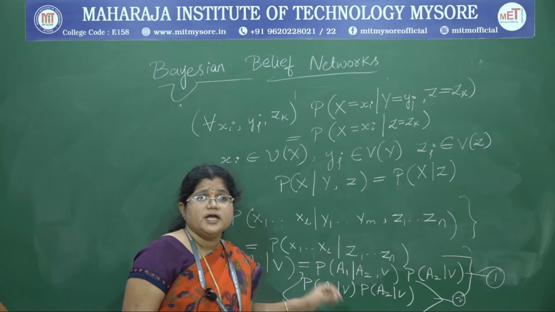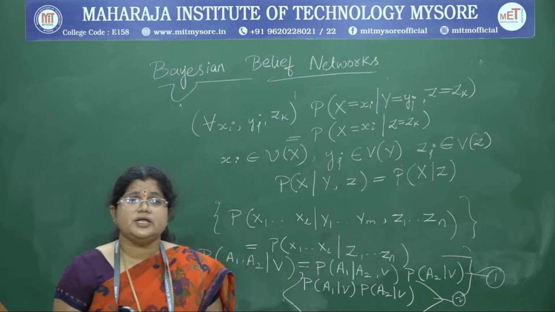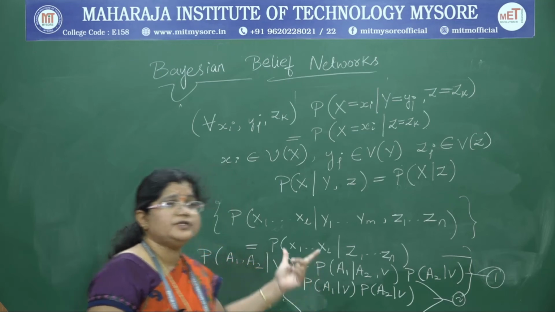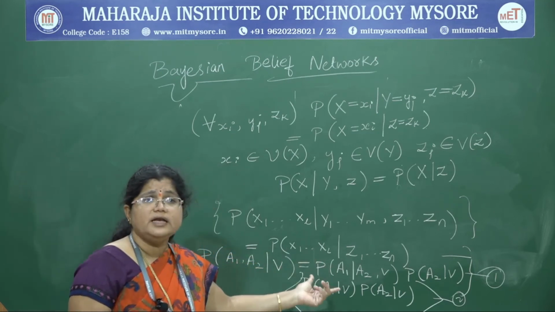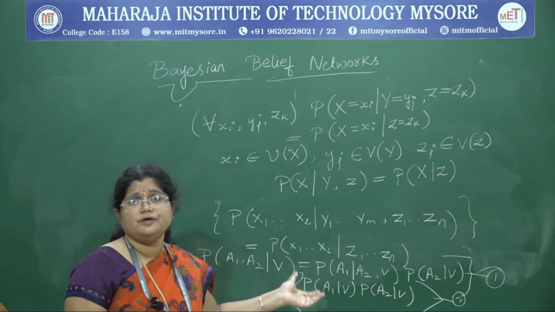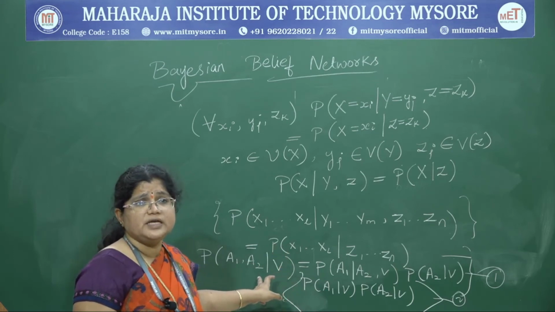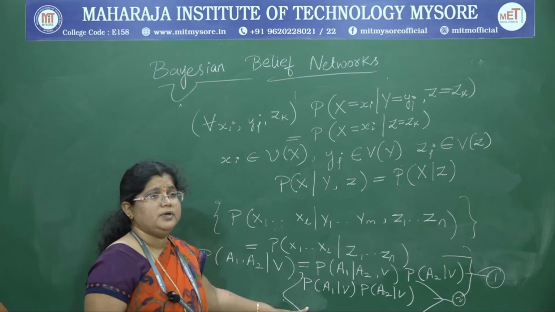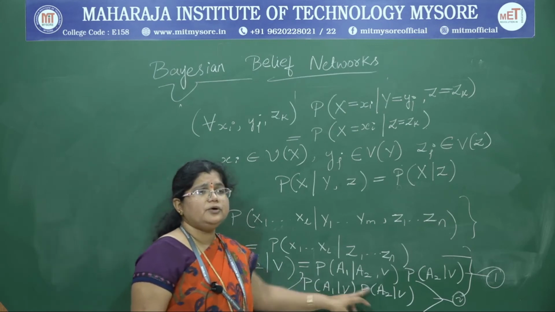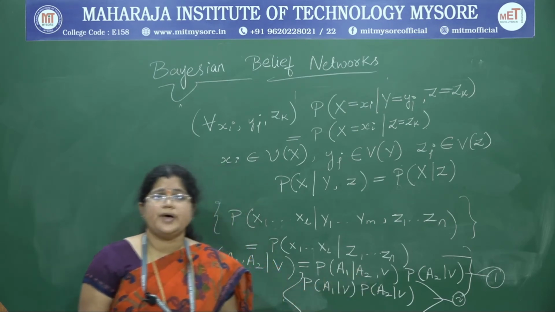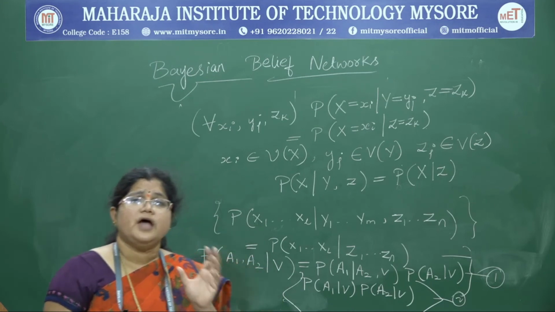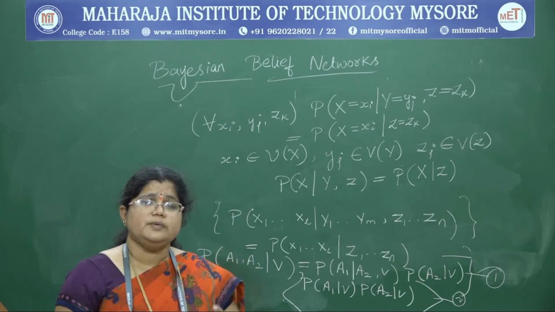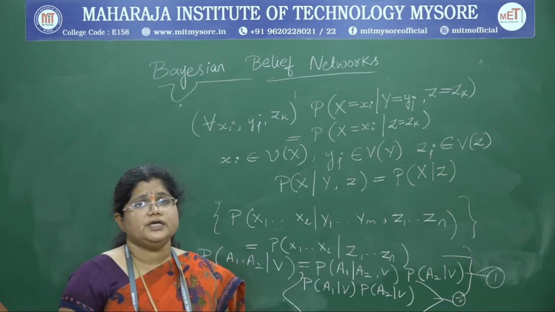follows because if A1 is conditionally independent of A2 for the given value of V, then by our definition of conditional independence, we can rewrite it in this form, because A1 and A2 are both attribute values. Those subsets of attributes or variables are independent of each other.